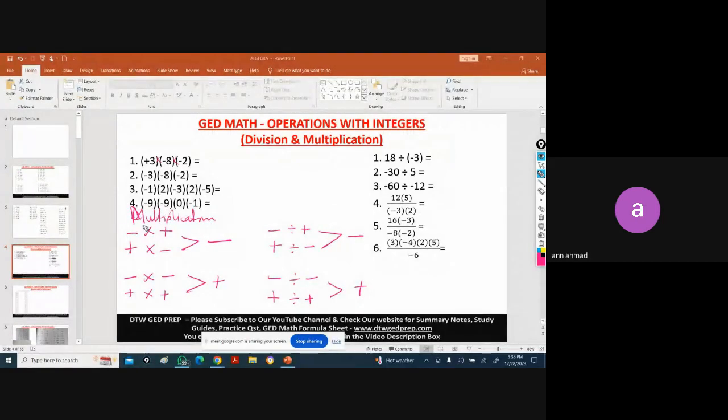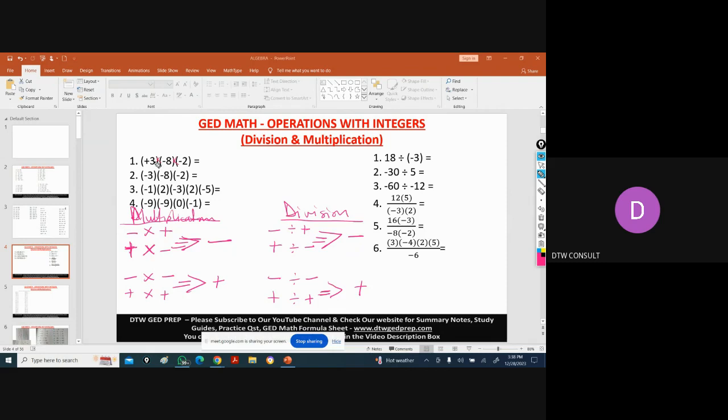What is that sign? Which one? Okay. Negative multiply positive. Yes. Oh, positive. Oh, equal to negative. Yes. Oh, okay. Equal. Sorry. All right?